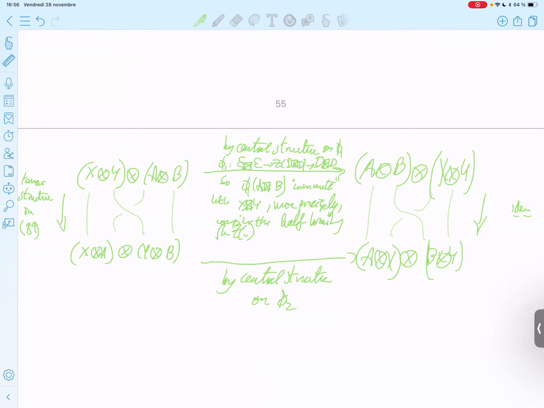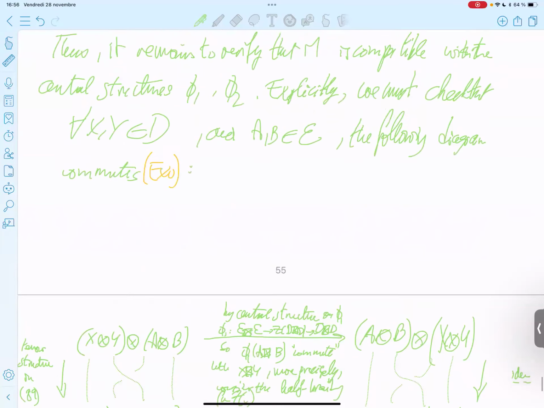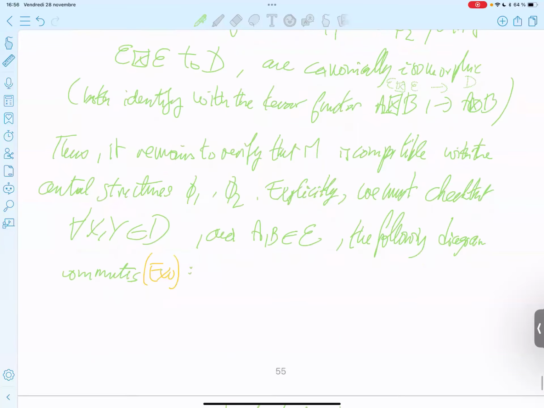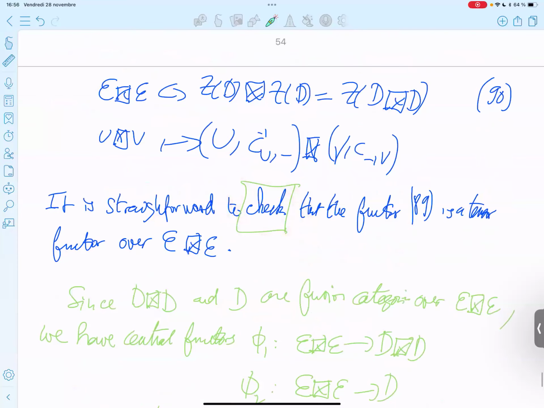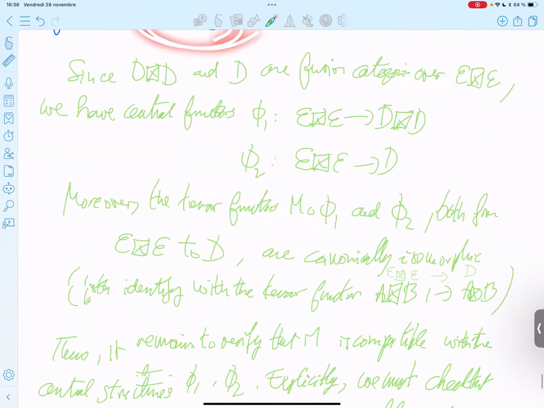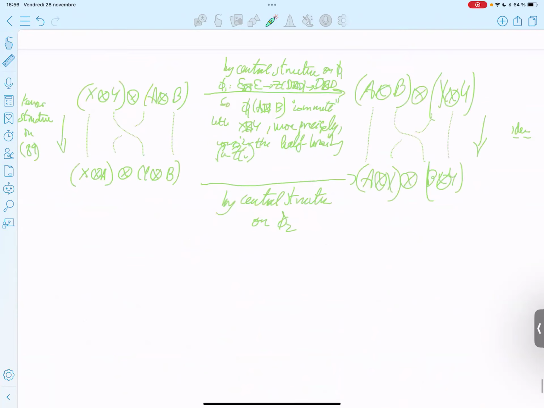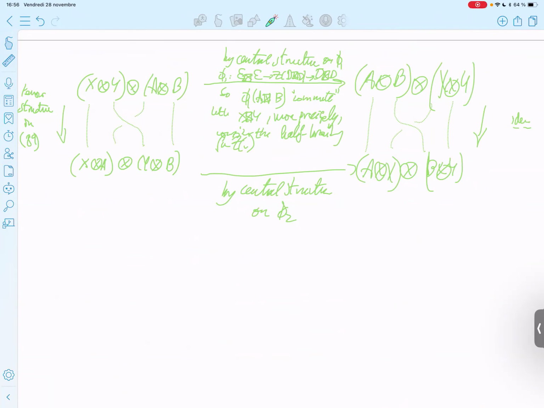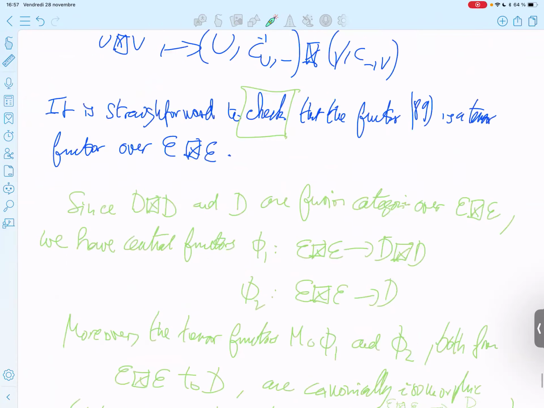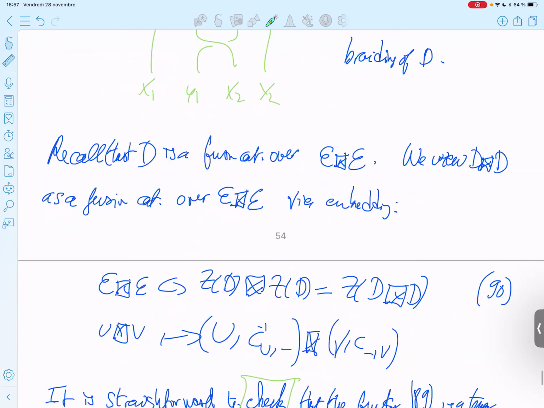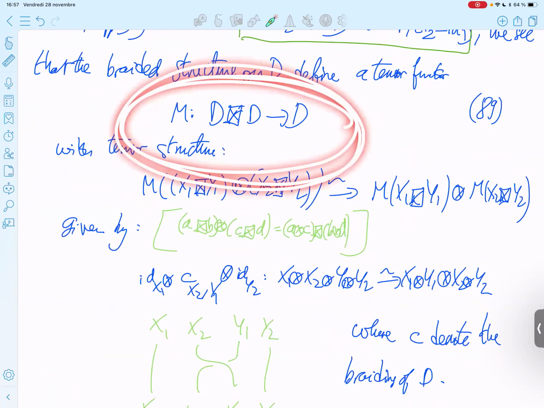I guess I have to stop here. So that's all for this check. We have that this functor here is a tensor functor over that, using these details. Okay. So the next step we will do next time. We will start from here.